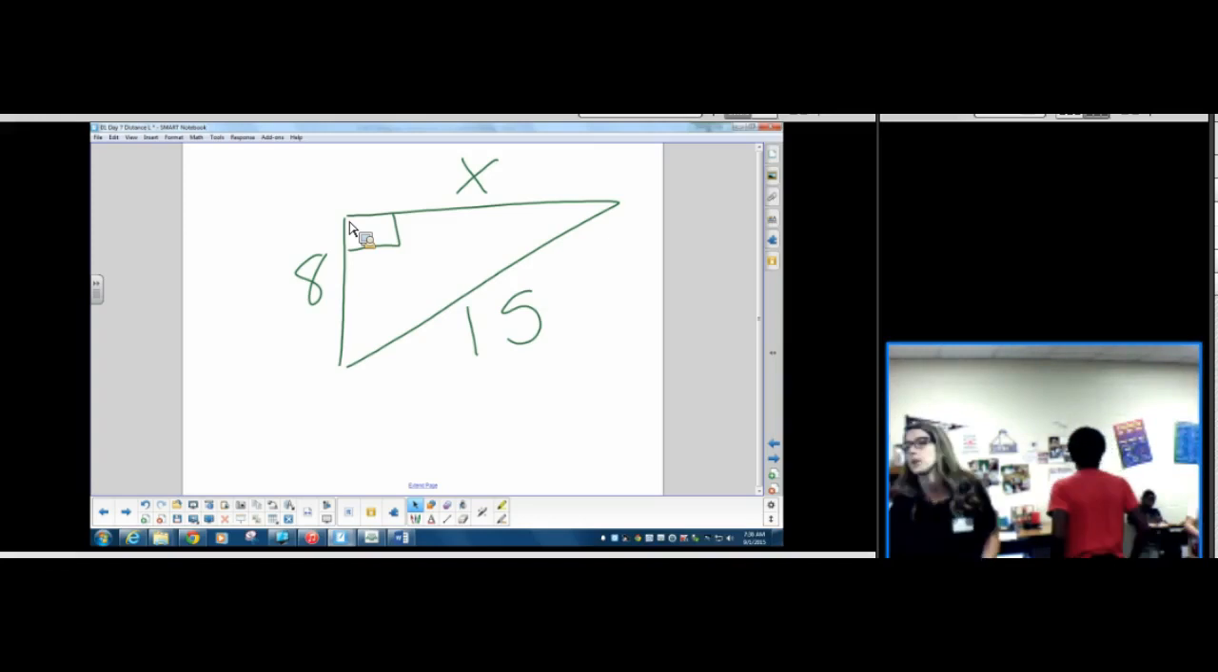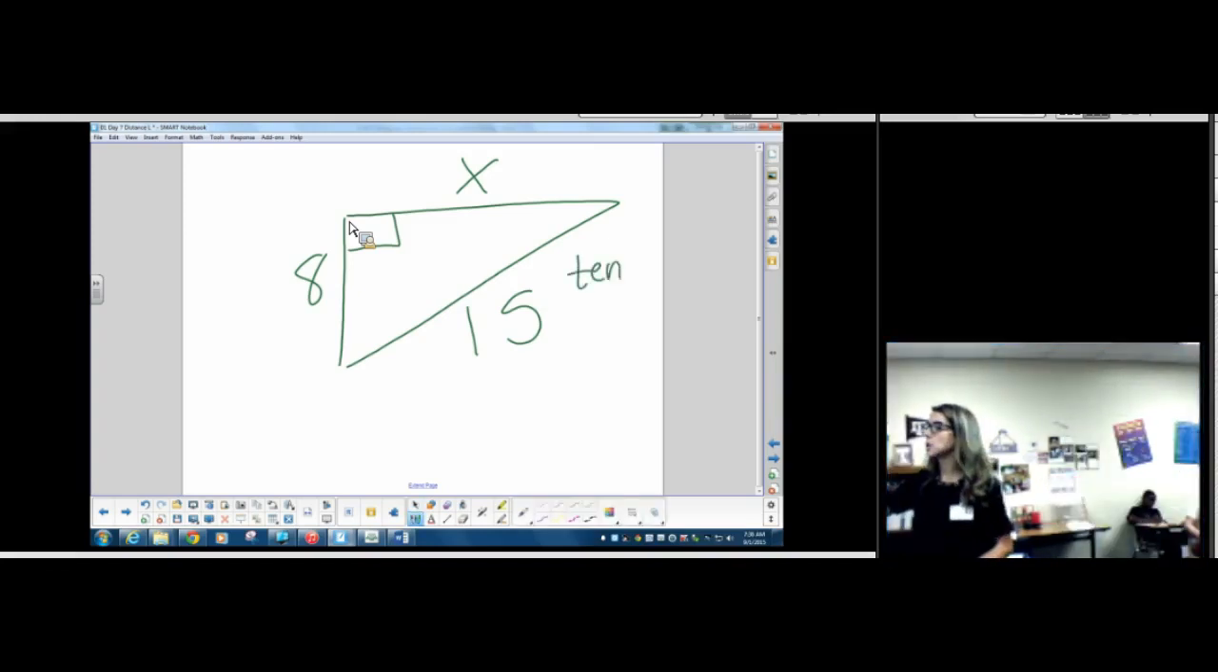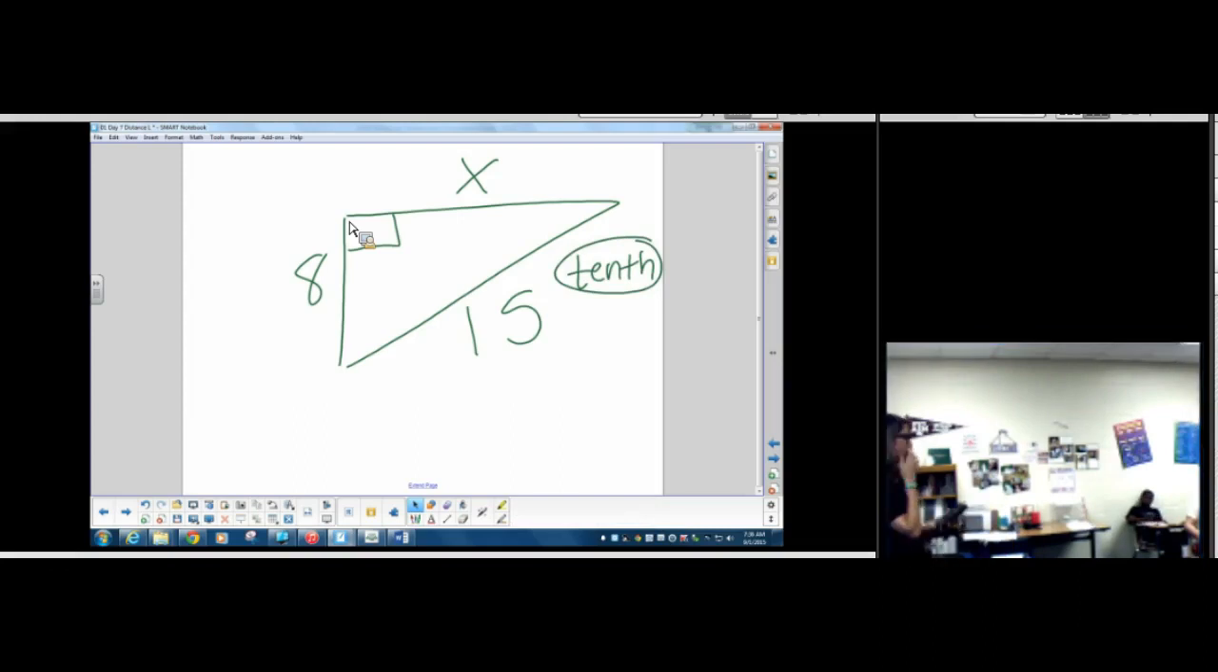Round to the nearest tenth, which means 1 decimal place. Give me 1 decimal place. Hold it up. That's right, but you need to round differently.